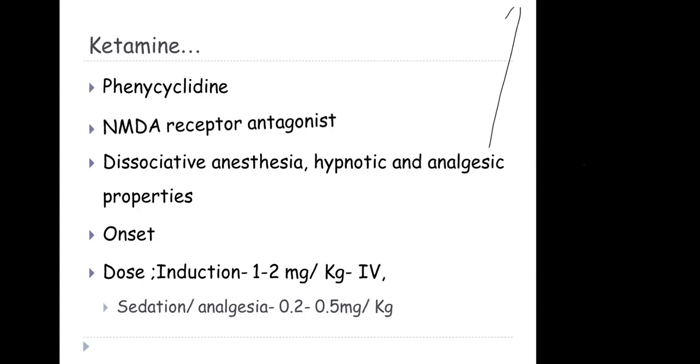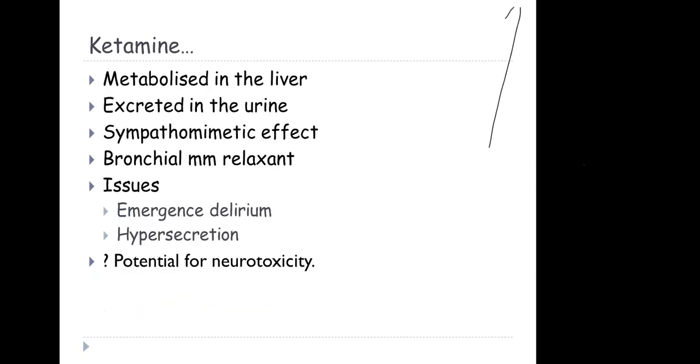The other upside is that it has a sympathomimetic effect. So you have a patient who is already hypotensive and hemodynamically unstable. It's a drug you want to use in them. And then if you have asthmatics, you can also give it as an infusion because it causes bronchial smooth muscle relaxation. Then you can also use it for sedation in the ICU, even for head injury patients.